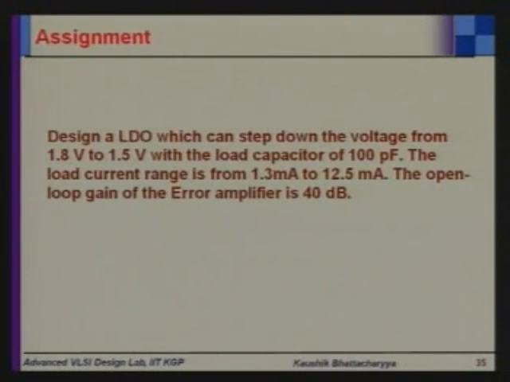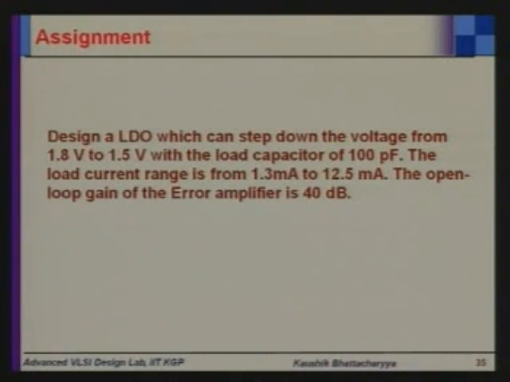So now it is the assignment, you can do it by yourself. I have not given stringent specification because at the first hand you should try by yourself, so enough liberty is given. So design an LDO which can step down the voltage from 1.8 volt to 1.5 volt with the load capacitor of 100 picofarad. The load current range is from 1.3 milliamps to 12.5 milliamps. The open loop gain of the error amplifier is 40 dB.